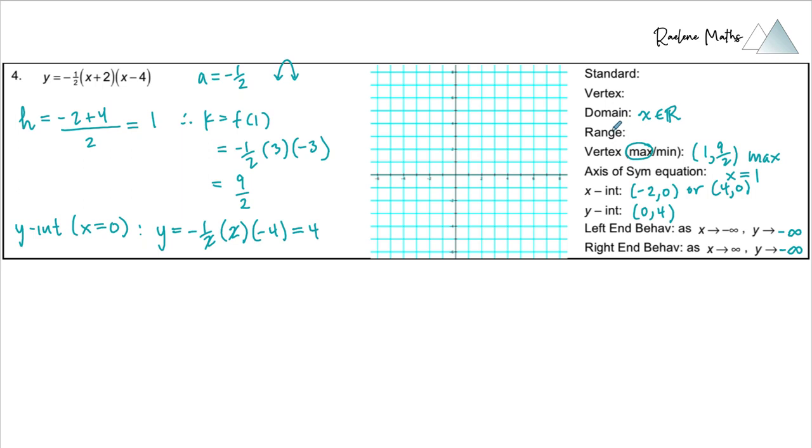So we can also come up with the range. The graph is concave down, so we have a maximum y-coordinate of 9 over 2, so y will be less than or equal to 4.5, or 9 over 2.